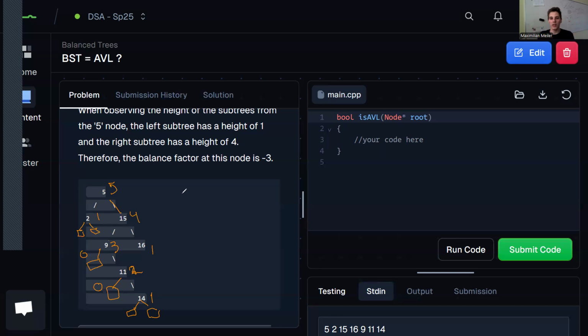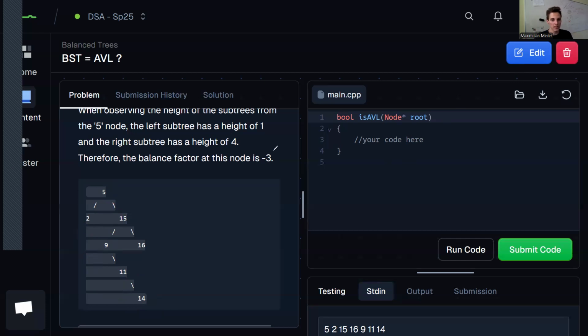If we ever calculate a balance factor and it's outside of that -1 to 1 threshold, we know that the tree isn't an AVL tree. And we can have our function return false overall. If we don't see any node that exhibits that property, we can have the function return true. So let's return to a normal scale here.